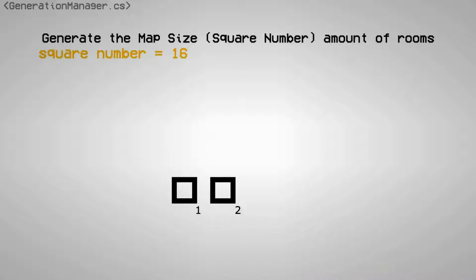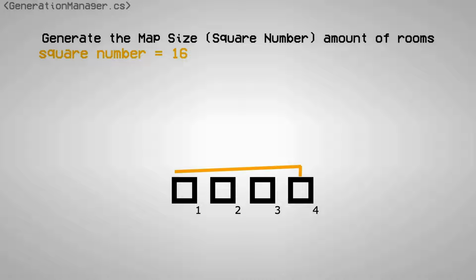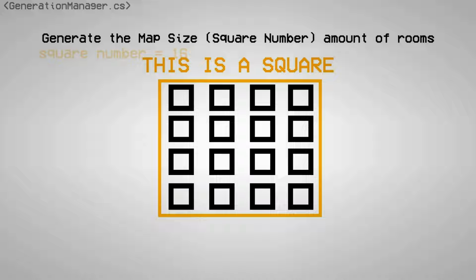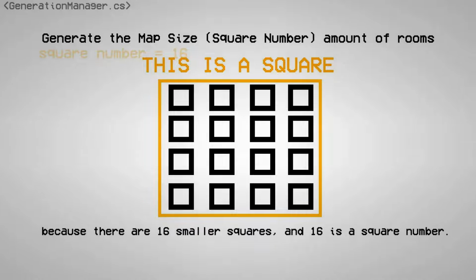For example, in this case, 16 has a square root of 4, meaning that whenever our map generates rooms and it gets to the 4th room, our map knows to go back in the row, back to the front, and then go up a little bit. This means it's gone to the next row and can start generating up. After it does this a few more times, precisely the square root of 16 more times, then we've created a type of square. This only occurs because there are 16 smaller squares, and 16 is a square number.